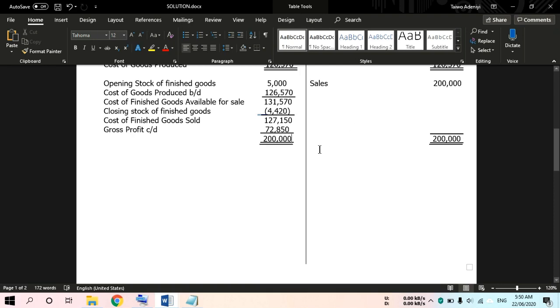So the next here is to bring down this gross profit CD to the credit side of the profit and loss account. So we want to start the profit and loss account. We're going to start it with gross profit BD, and that is 72,850. Good.